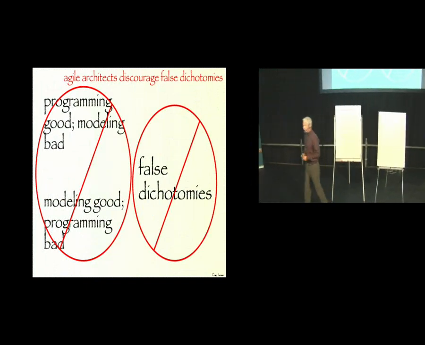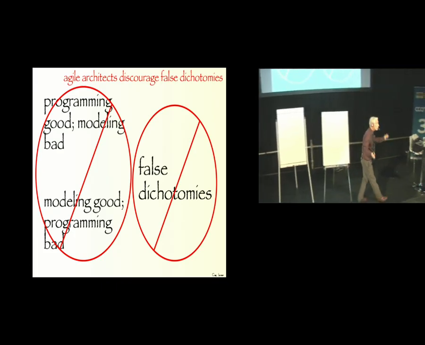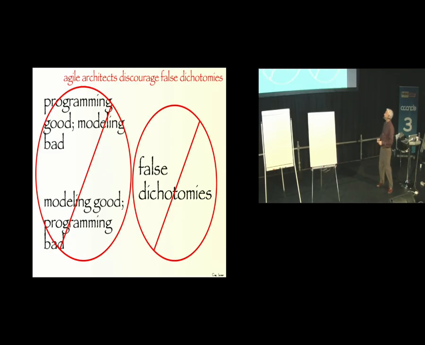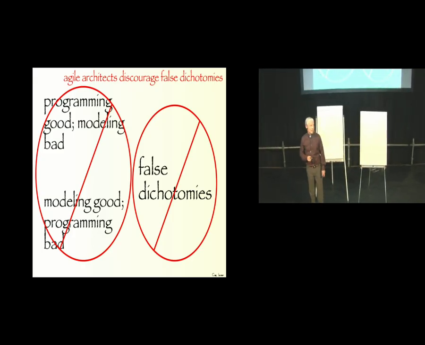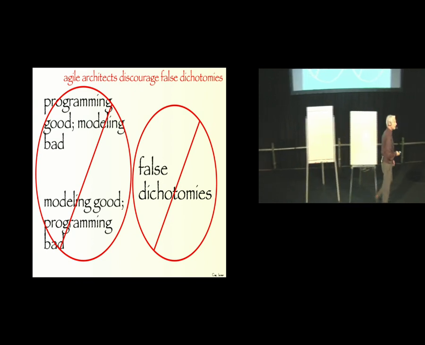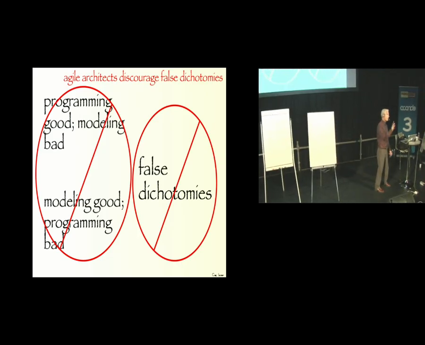And Agile architects do not fall into what in English is called a false dichotomy. A false dichotomy is an argument that is set up with only two alternatives, two and only two alternatives, like programming good, modeling bad. And you hear these kinds of false dichotomies usually coming from the extreme programming and TDD community, who will get kind of fundamentalist or dogmatic that, oh no, modeling is to be avoided, it's wasteful.